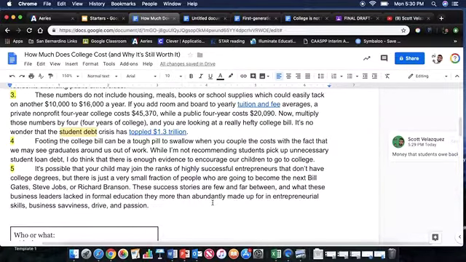It's possible that your child may join the ranks of highly successful entrepreneurs that don't have college degrees, but there is just a very small fraction of people who are going to become the next Bill Gates, Steve Jobs, or Richard Branson. These success stories are few and far between, and what these business leaders lacked in formal education, they more abundantly made up for in the entrepreneurial skills, business savviness, drive, and passion.